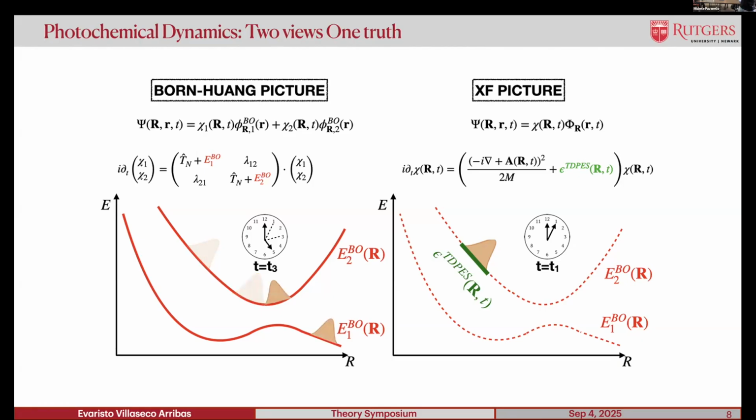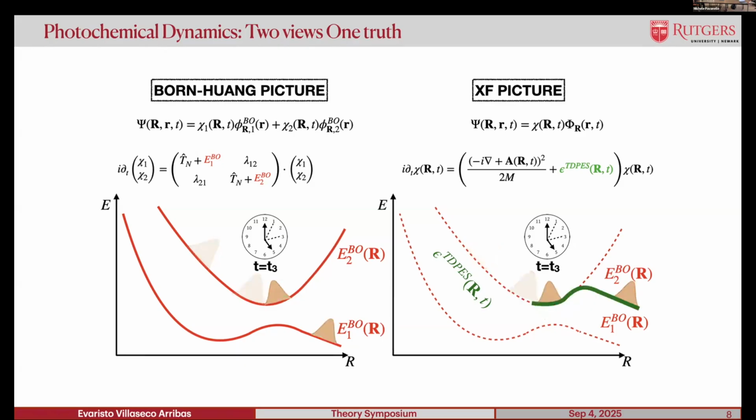Now let's look at the same process through the lens of exact factorization. Now we don't have nuclear wave packets, we just have a single time-dependent nuclear wave function, which is evolving on a single time-dependent potential energy surface. This is the scalar field I talked about earlier. So as time goes by, this TDPES will develop some features such that it will split the nuclear density.